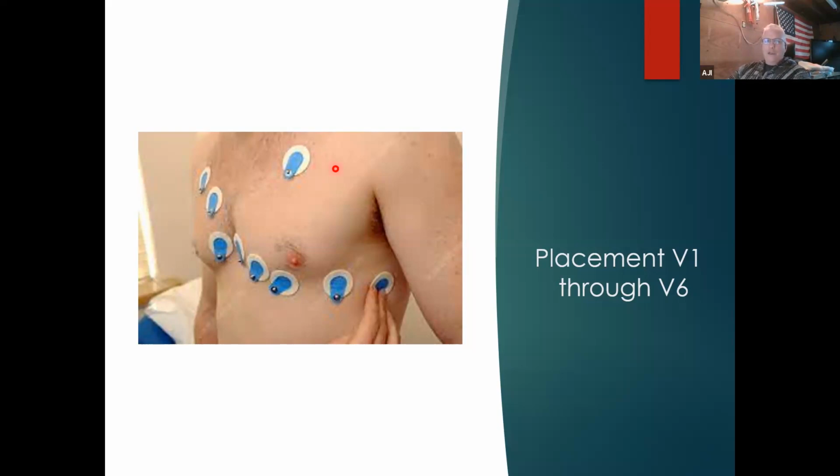More to follow in advanced EKG rhythm reading. I invite you to continue your education after EMT class.